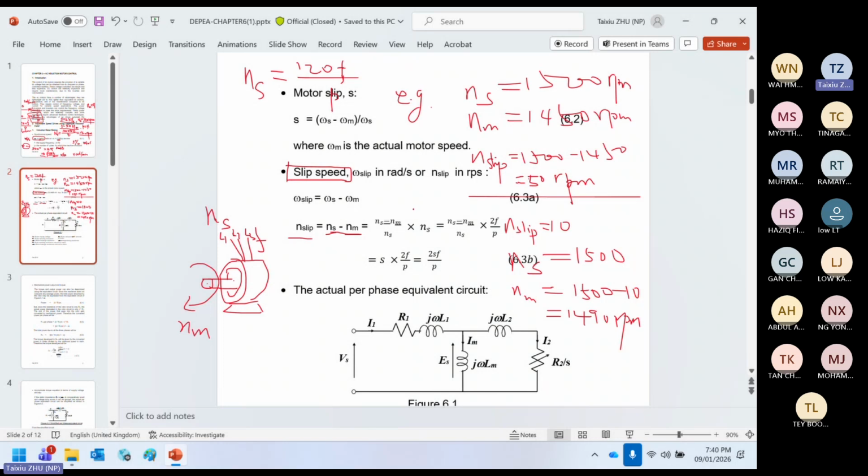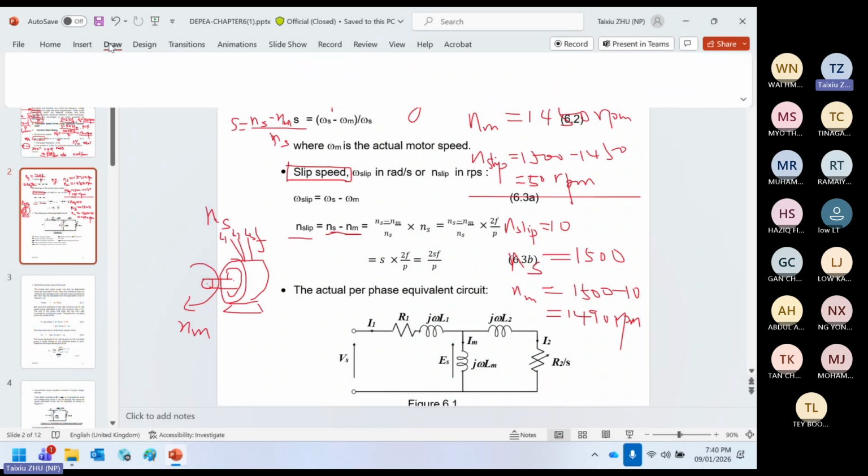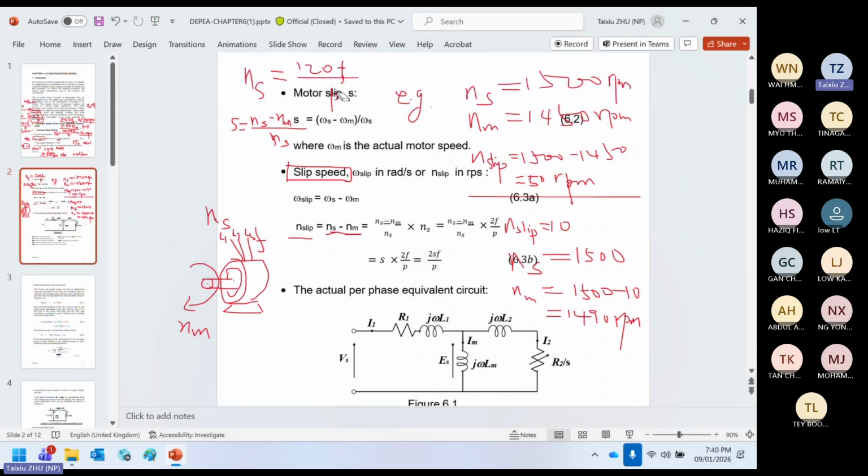This is the slip speed, but sometimes we do not use slip speed. We use a percentage, meaning you do this, you get the slip. There's another one called slip. That's NS. You want to use omega, same thing, no difference. That's NM, then divided by NS. Also, this is a percentage. This one has a name. It's called motor slip. Yeah, the motor slip. I put this here.